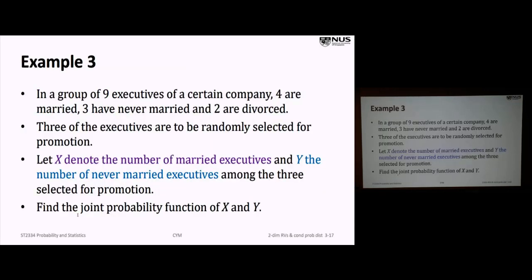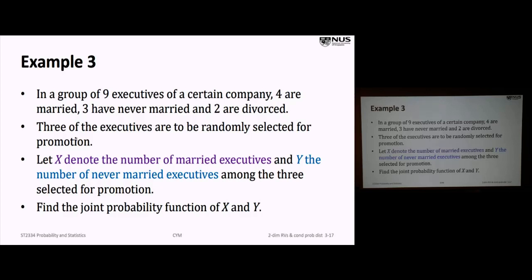Okay, example 3. You have a group of 9 executives. 4 are married, 3 have never been married, and 2 are divorced. 3 executives are to be randomly selected for promotion. Again, for those of you who went to my tutorial, I don't think there's a good way to select people for promotion, but never mind, that's the way they're going ahead with it.